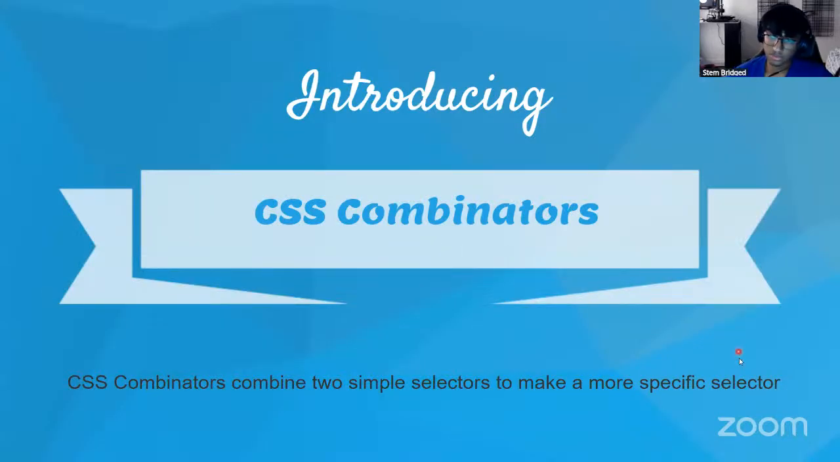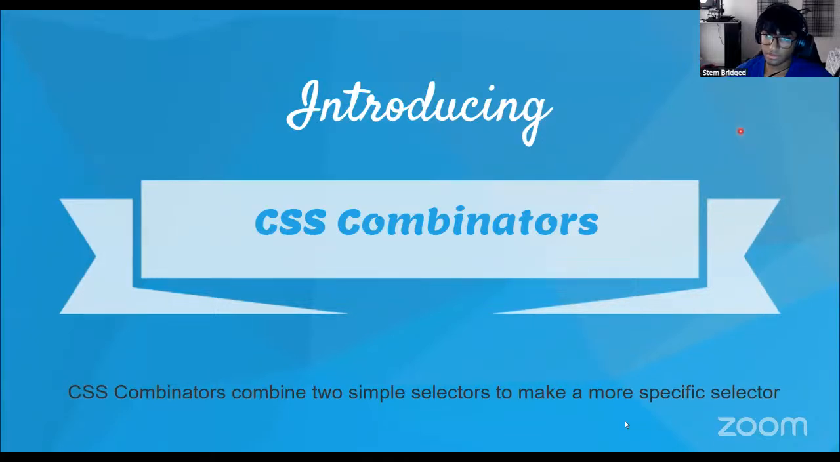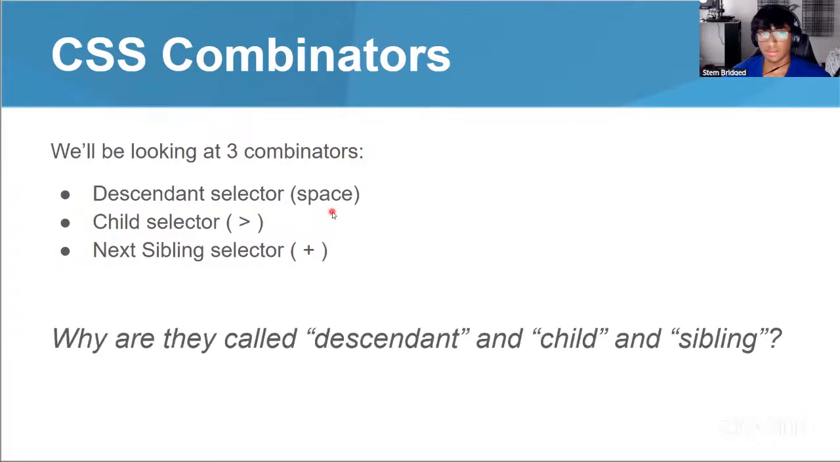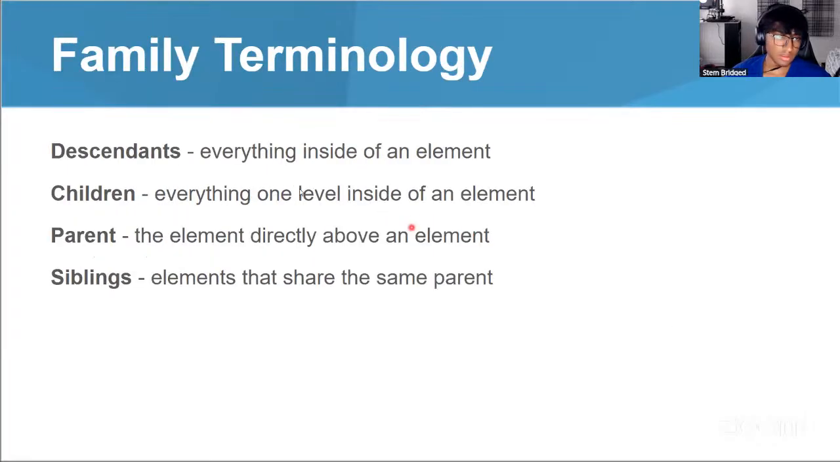So let's look at even more CSS combinators, and they're going to combine simple selectors and make more specific selectors, right? So there's 3 different combinators. You probably have no idea what this is, so we'll go more into it later. But descendant selector, child selector, next sibling selector. So let's get into what they're called.